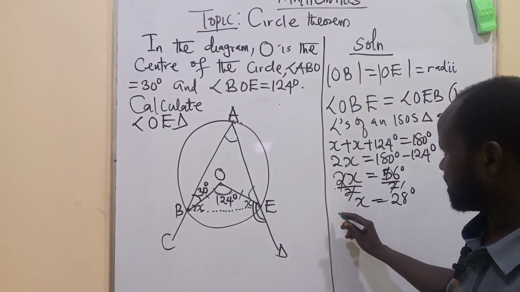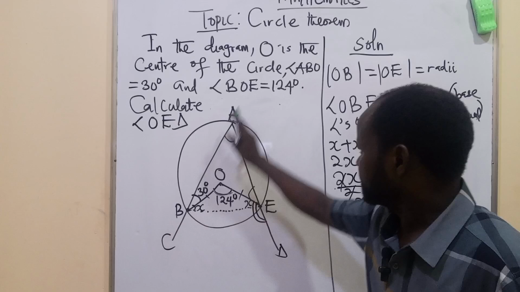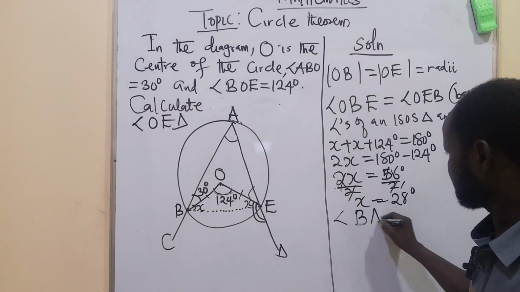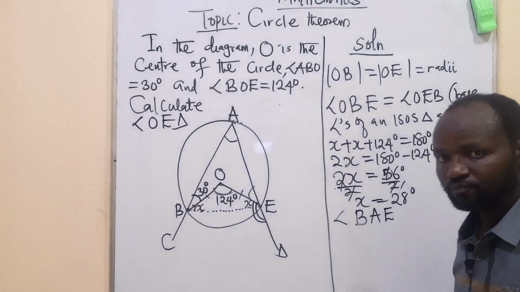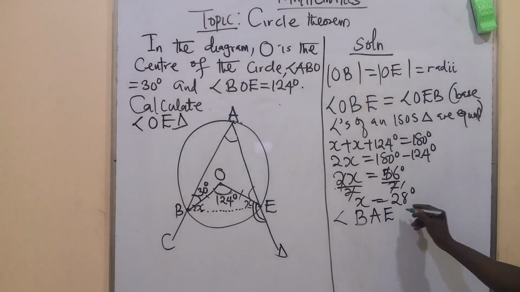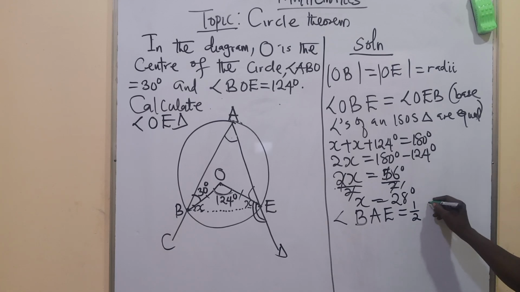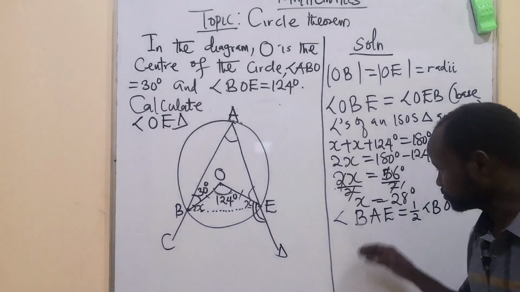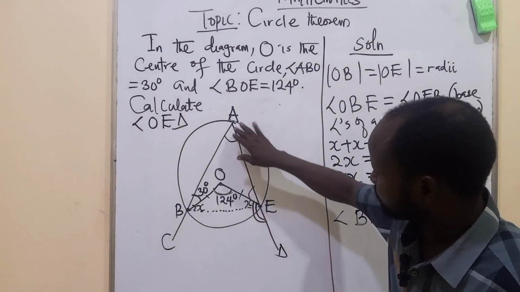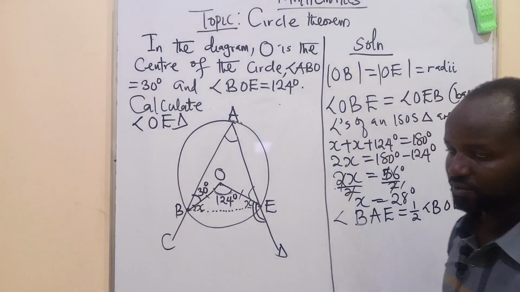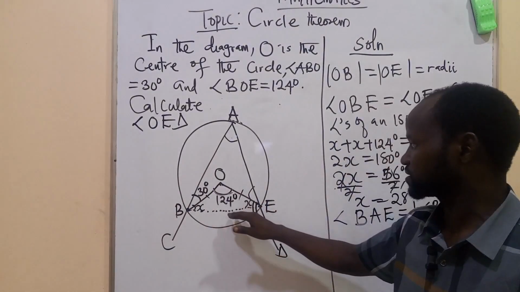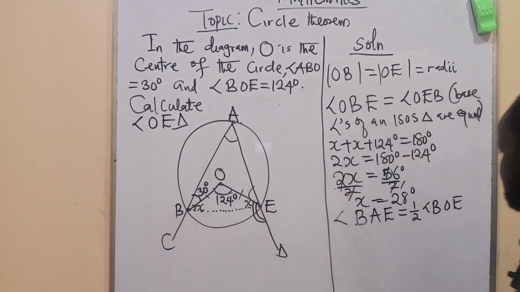It means angle BAE, okay, will be, that's the angle at the circumference, will be half angle BOE. The reason is half the angle at the center will give you the angle at the circumference. In other words, the angle that an arc of a circle sustained at the center, half of it will give you the angle at the circumference.